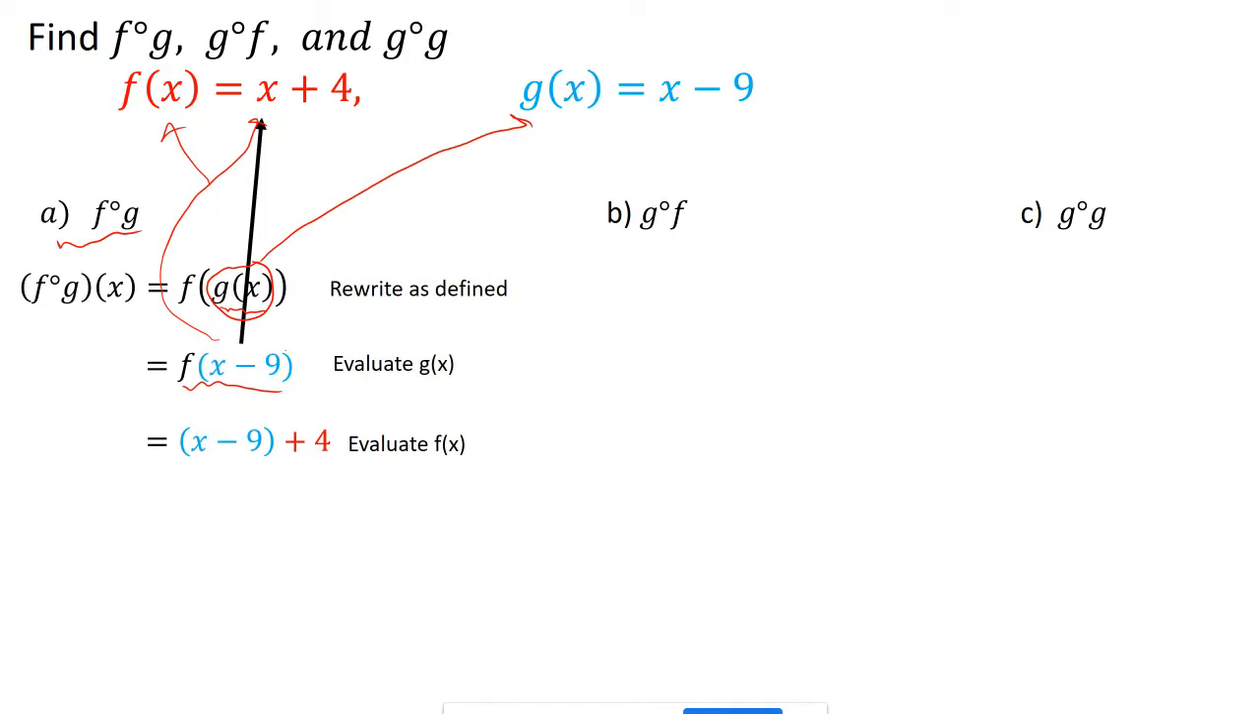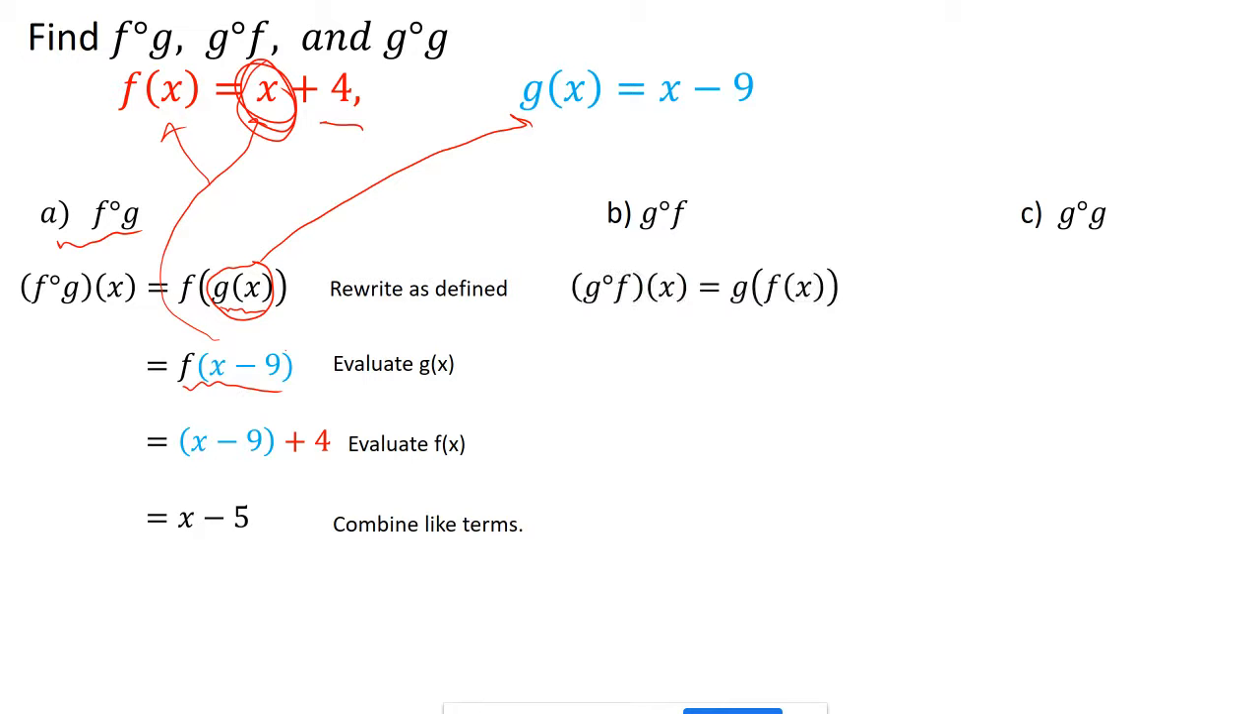Okay, so I'm going to take this, plug it in for x. Notice I have an x here, so I'm going to replace it with x minus 9, and then I have a plus 4. Gather your like terms. So my answer comes out to... I need to say g of x is equal to this.